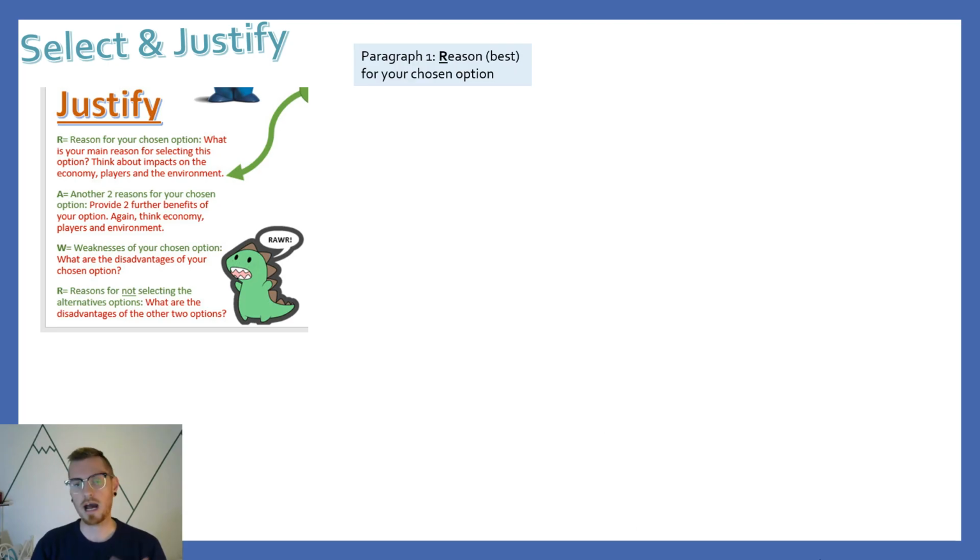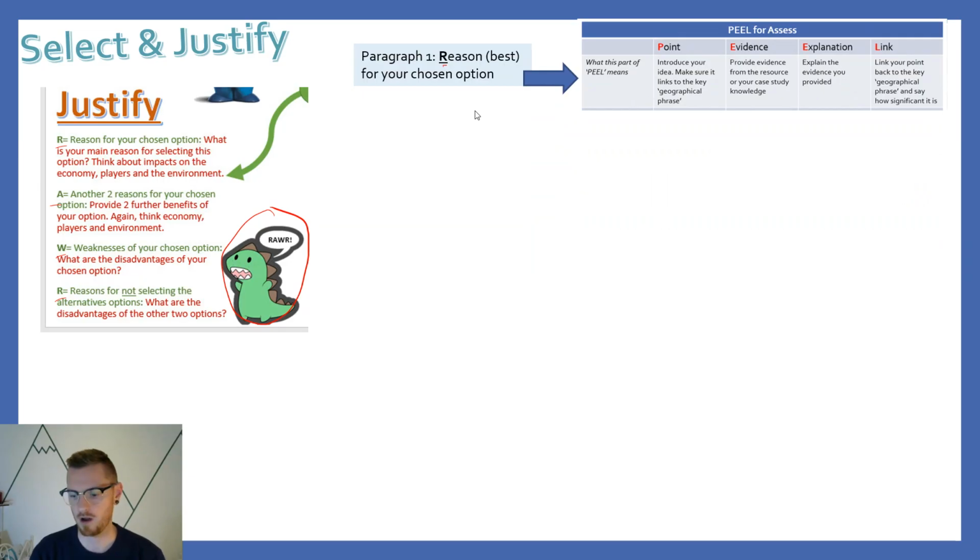All right, last bit, the structure, how I've asked my classes to structure their 16 marker. I use something called RAWR, this little dinosaur. Okay, let's go through it. Paragraph 1, the R is their reason, their best reason for their chosen option out of the 3 choices. And I asked them to do a PEEL paragraph. Point, evidence from the resource, explain it using our key phrases. This leads to, this means that, as a result, link it back to the question, the key geographical phrase, say how important, significant it is.